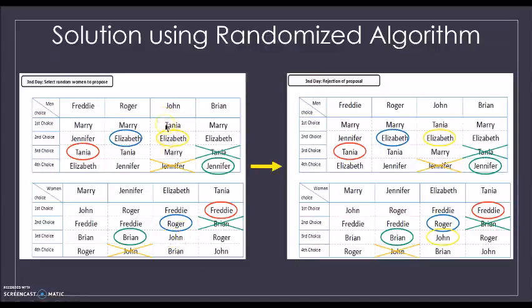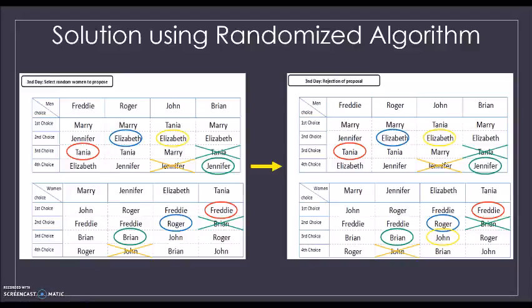So we can see that Elizabeth has been chosen by Roger. So Elizabeth has to choose again between Roger and John. Let's see Elizabeth. Elizabeth now got proposed to by Roger and John. So she has to choose. Yes, she sticks with Roger because Roger is her second choice compared to John at her third choice. So John gets rejected again.